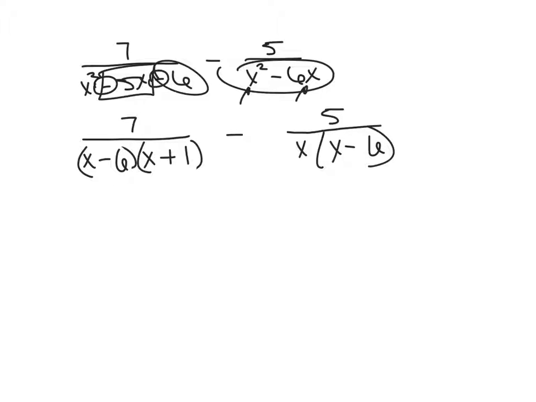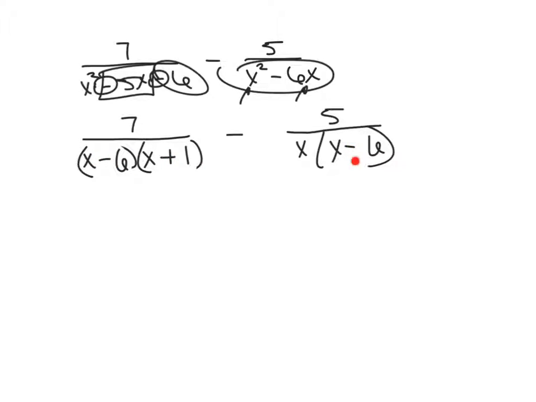Because x times x is x squared, x times 6 is negative x, so that gives me that denominator. Alright, so I'm simplified there. Now I've got to look and see what I'm missing. Let's see what I've got over here. I've got an x minus 6 and an x plus 1.